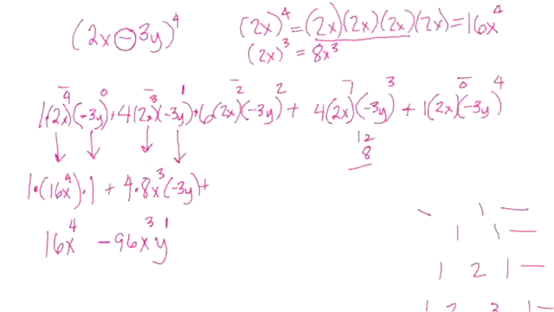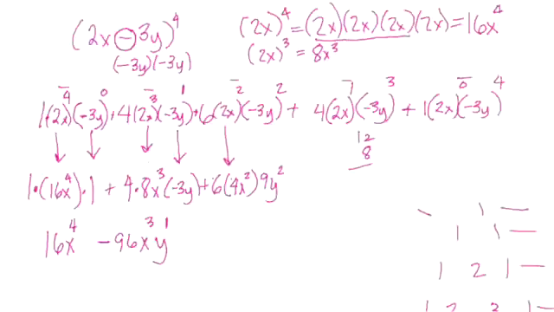Okay. And then we just keep going with this process here. We've got a 6. We've got to write that down. 2x squared is 2x times 2x, which is going to be 4x squared. That's this part. Negative 3y squared, well, that's negative 3y times negative 3y. I'll write it down right here. Negative 3y times negative 3y is positive 9y squared.